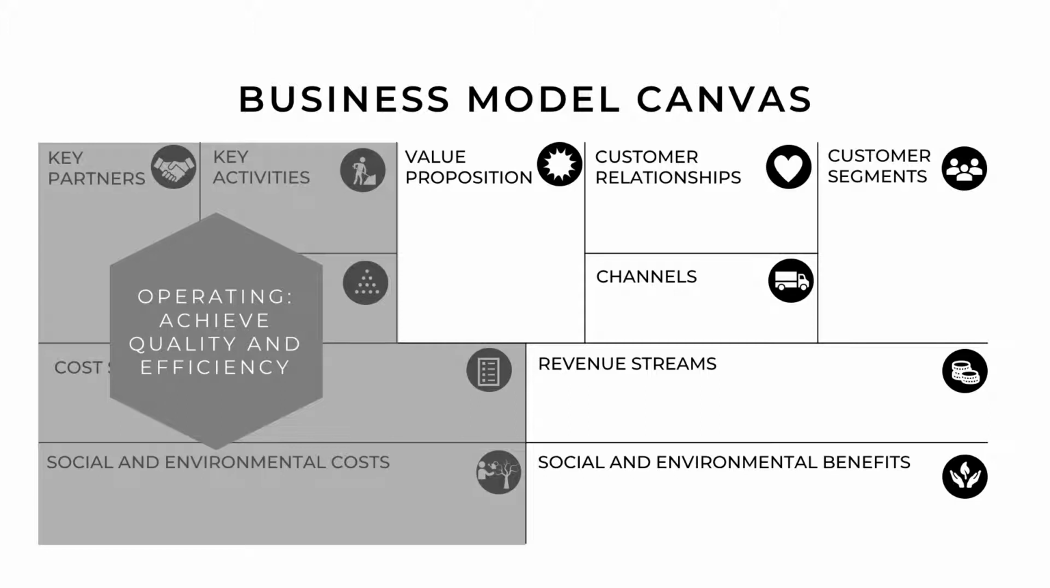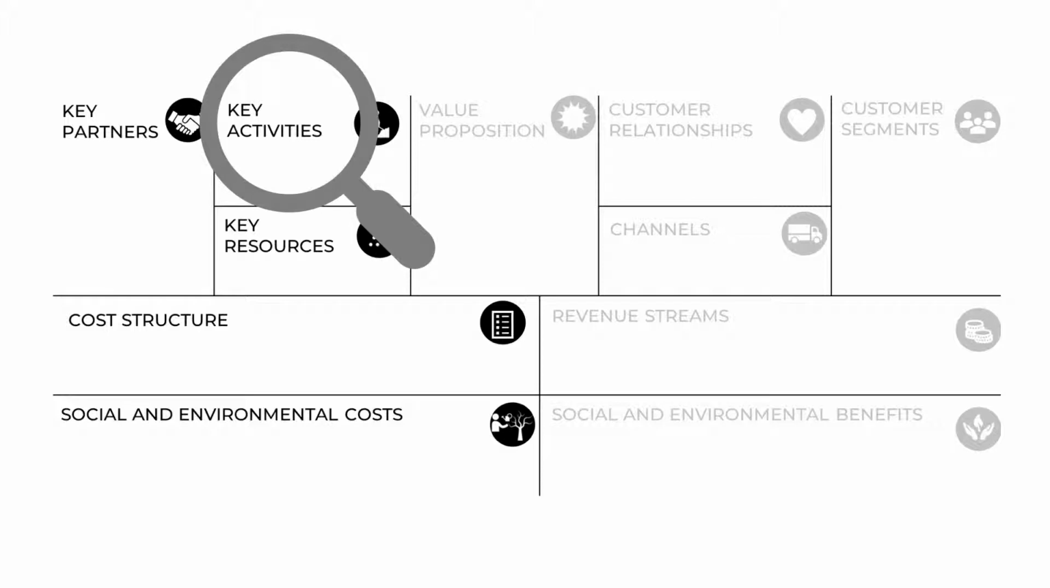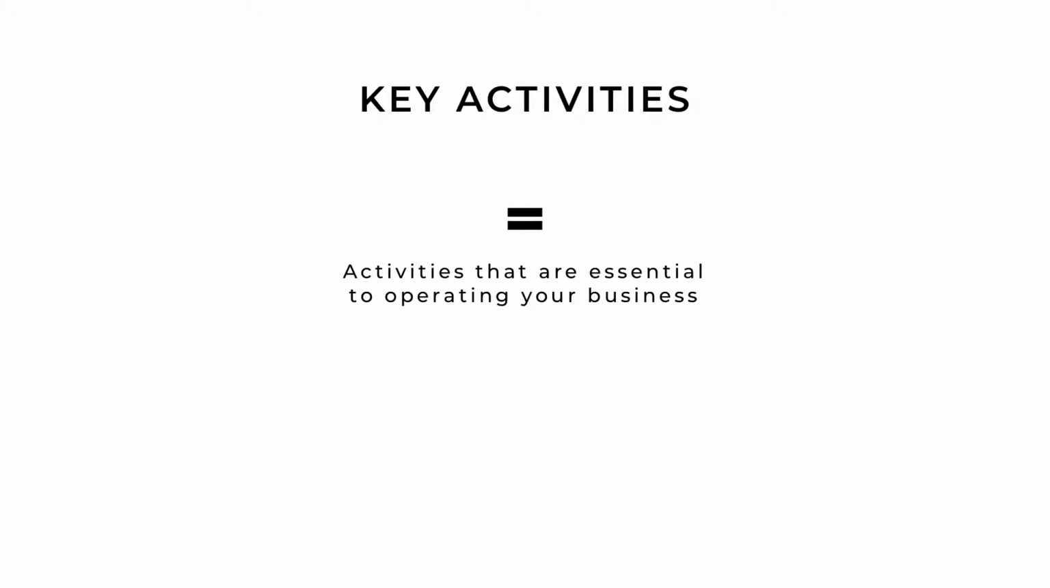Keep this in mind as you define your key activities, key resources, key partners, cost structure, and social and environmental costs. The first question for blueprinting your operation is, what key activities do you need to perform well? These are activities that are essential to operating your business. Make a list of activities that are relevant to your business.